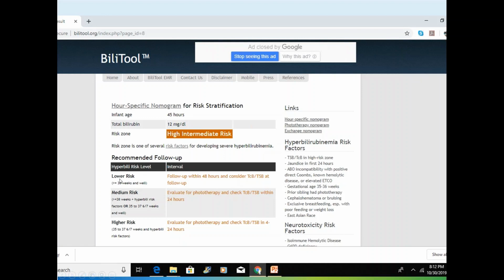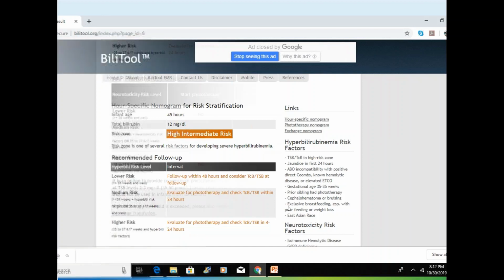And it also categorizes the risk zone: lower risk, where it is more than 38 weeks and well baby; medium risk, where the baby is more than 38 weeks with any of these risk factors, or 35 to 37 weeks with no risk factors; and higher risk, where the baby is 35 to 37 weeks and having risk factors as well. So your action depends on the risk group. If the baby falls in lower risk, follow up within 48 hours. If medium risk, you consider phototherapy and you have to recheck within 24 hours if you don't start phototherapy, and higher risk, you would consider phototherapy as well.